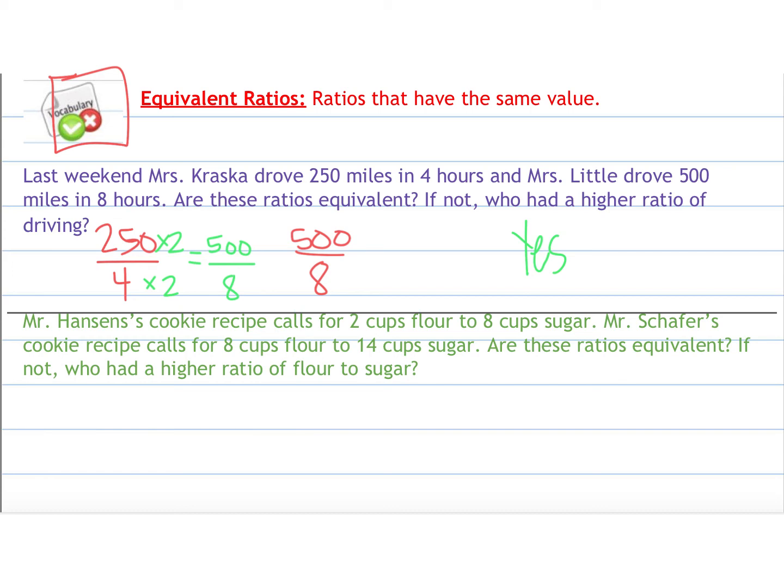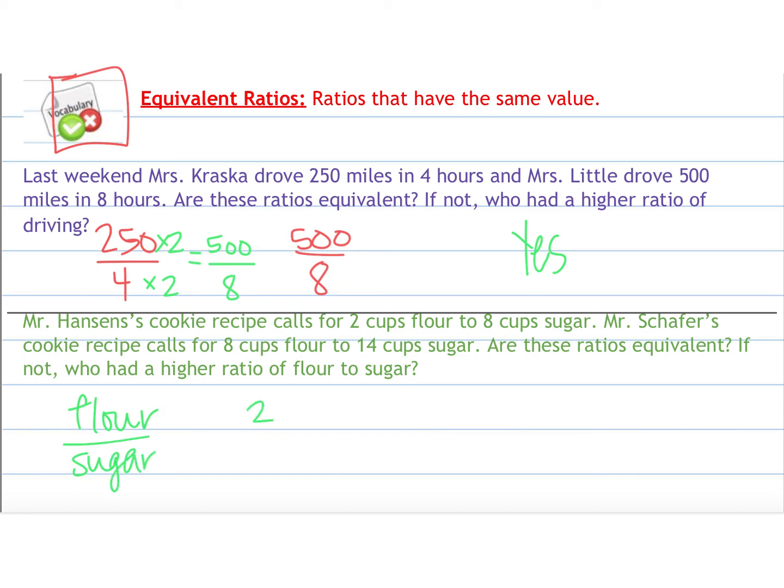Next one, Mr. Hansen's cookie recipe calls for 2 cups flour to 8 cups sugar. Mr. Schaefer's cookie recipe calls for 8 cups flour to 14 cups of sugar. Are these ratios equivalent? If not, who had a higher ratio of flour to sugar? So I'm going to write these, let's see, I'm going to do flour over sugar.